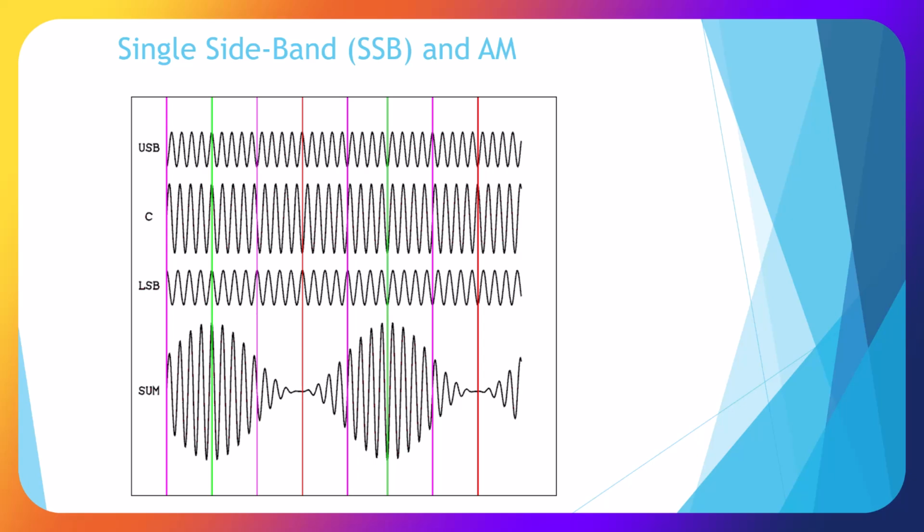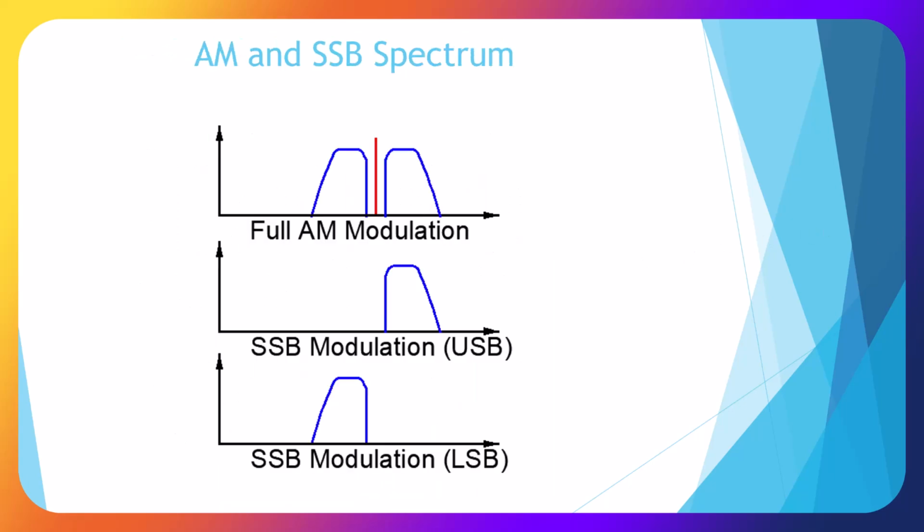Single sideband is a part of amplitude modulation. Here we show the amplitude modulated signal. We have our carrier and then our upper sideband and our lower sideband. I'm showing a representation of the AM and single sideband spectrum.